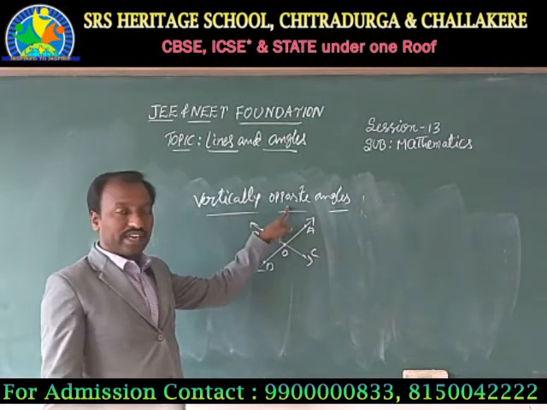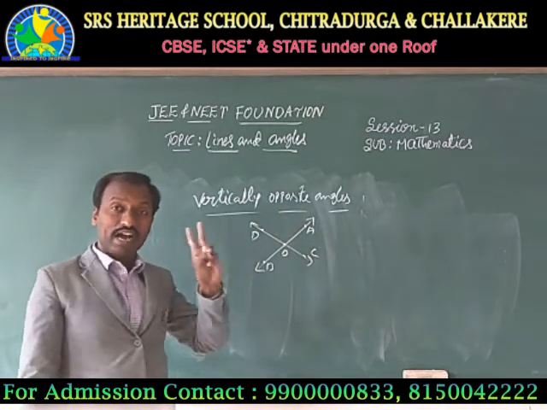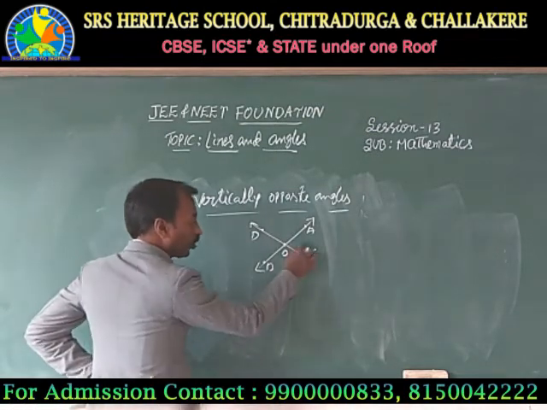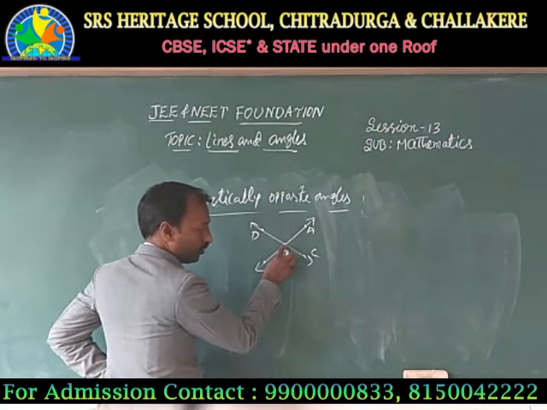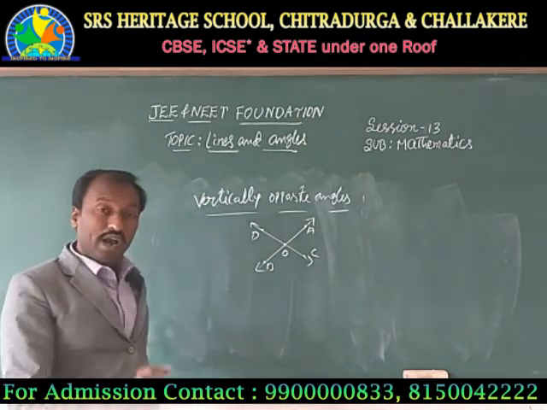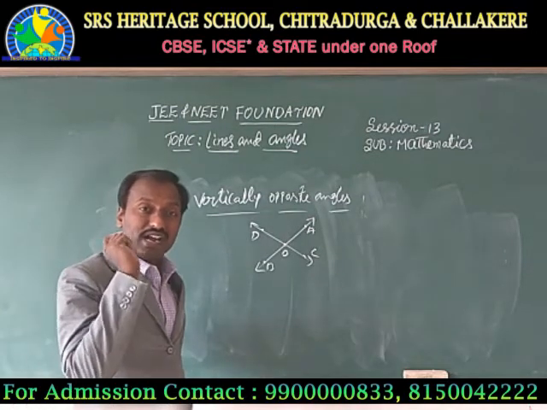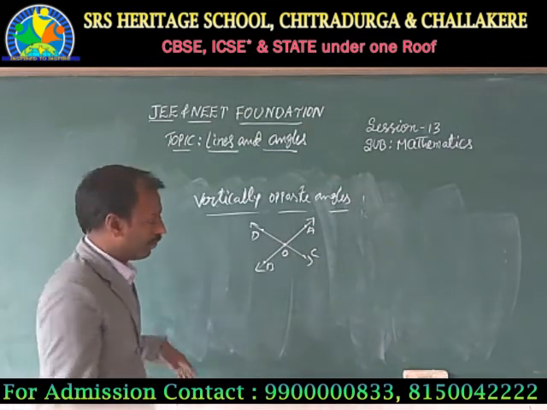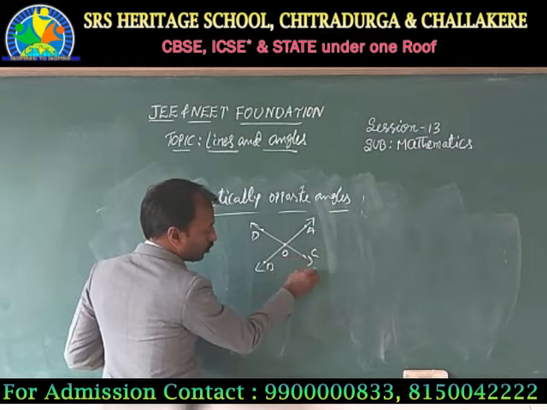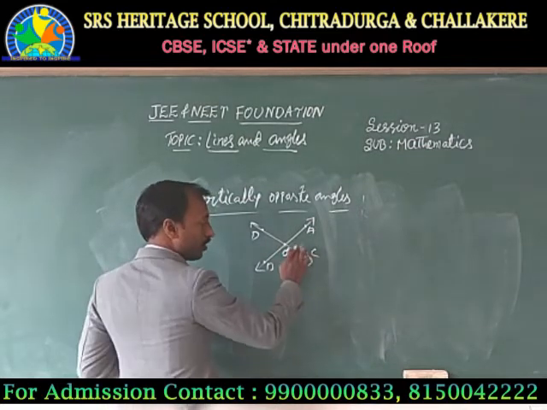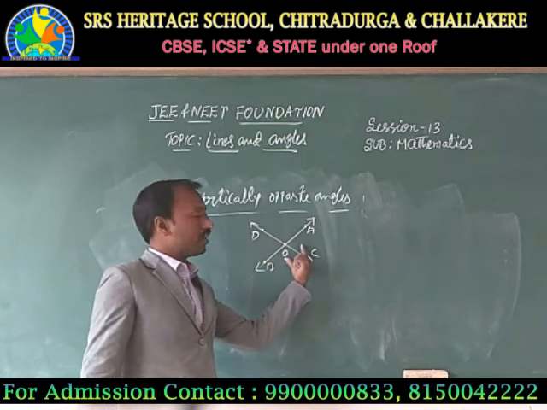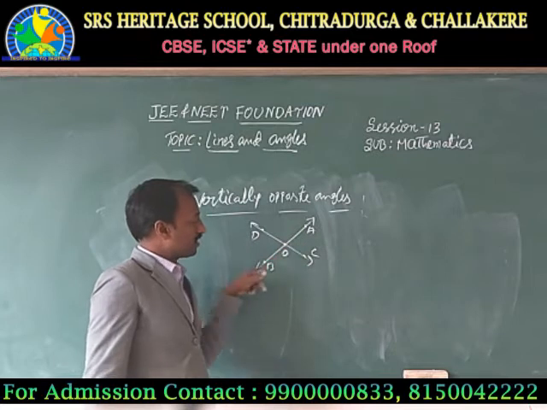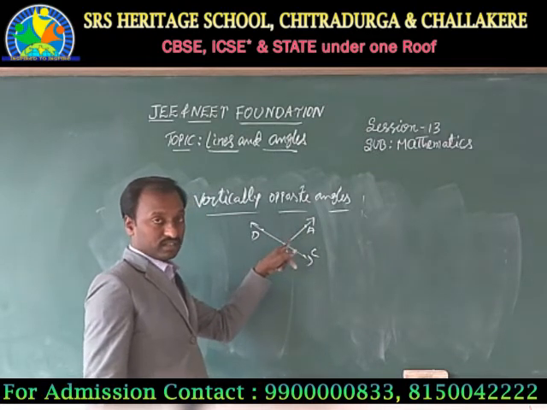What is a vertically opposite angle? Point number one, the two angles have a common vertex. If I take these two, yes, these two have common vertex O, but they should not have any common side or common arm. If I go for these two, yes, these have a common arm, so these two are not vertically opposite angles. These two are adjacent angles, and they form a linear pair because a straight line forms 180 degrees at the vertex.